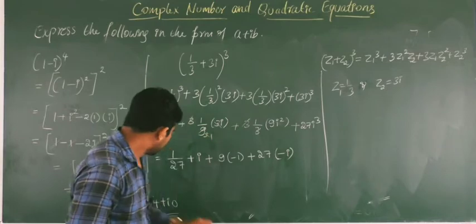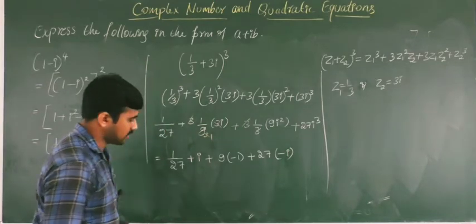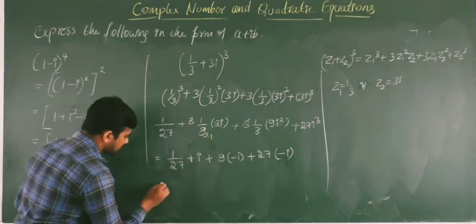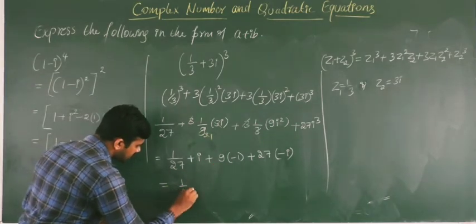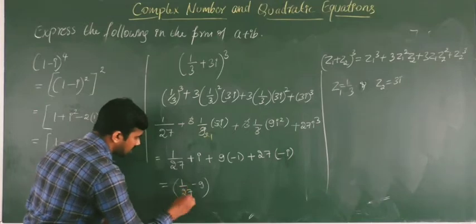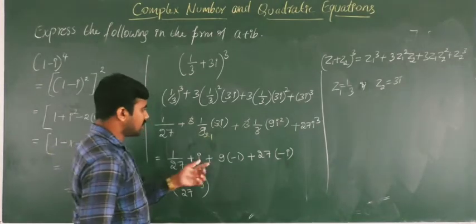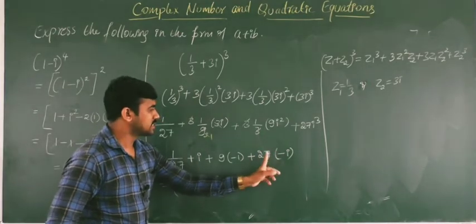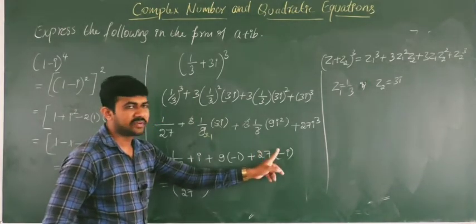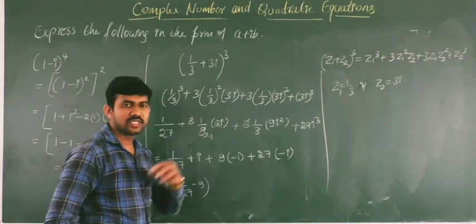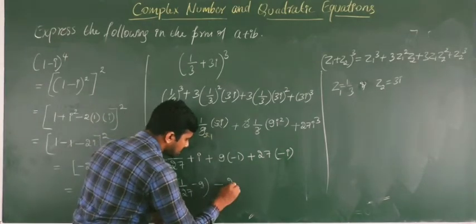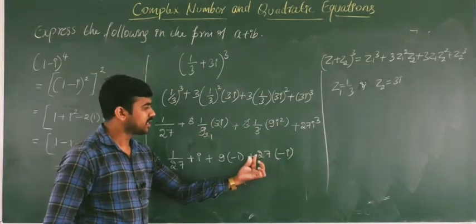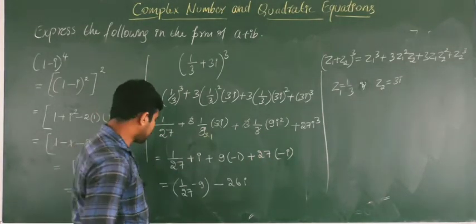Now, what will we get? See, 1 by 27 minus 9. Write together 1 by 27 minus 9, real part together. And i minus, because plus and minus gives minus, 27i. i minus 27i is nothing but 26i. Minus 26i, because the higher number contains the negative sign. Okay.